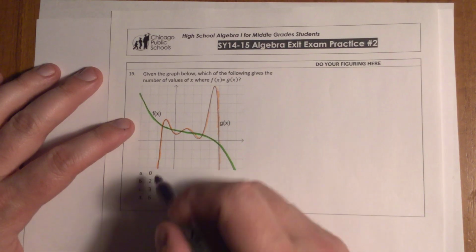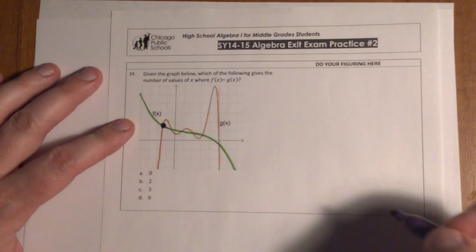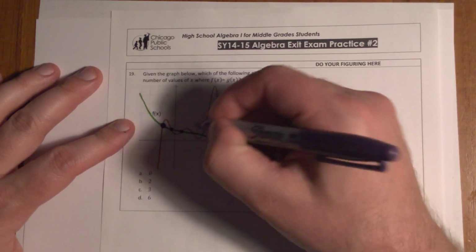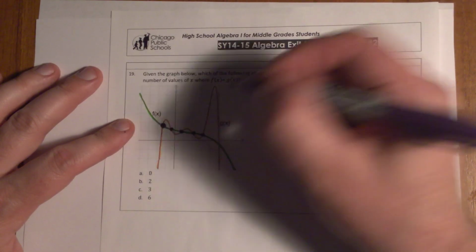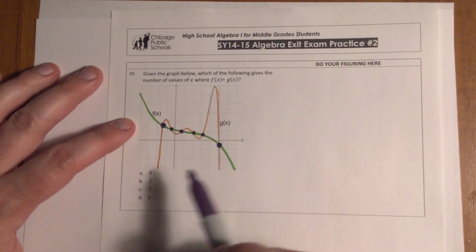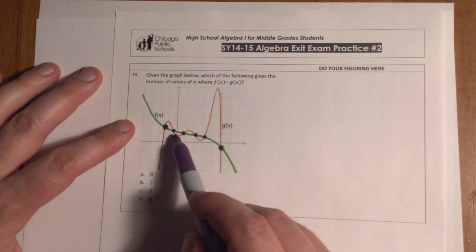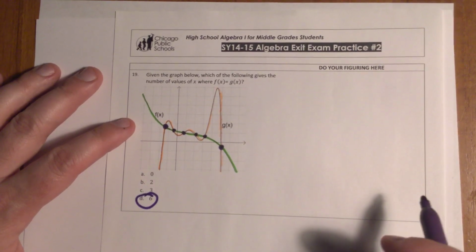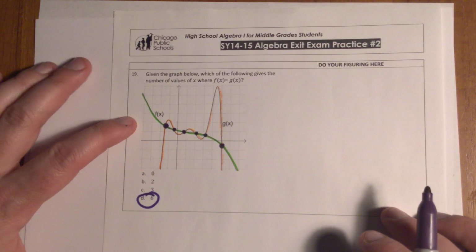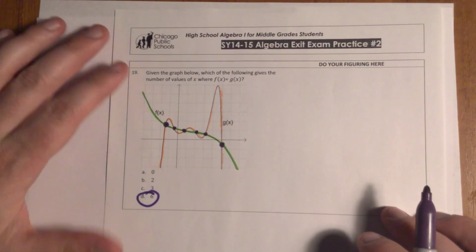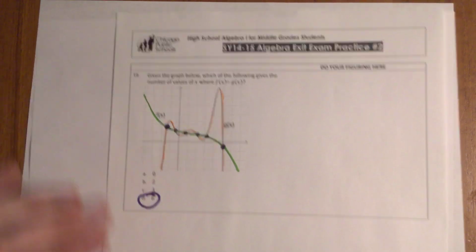Okay, well, it looks like they're equal to each other there. There's one. And there. And there. And there. And there. And there. So how many numbers do they equal each other? It looks like 1, 2, 3, 4, 5, 6. So that's the number of values. If they said, what's the, I don't know, that's a different question. We'll get into that later.